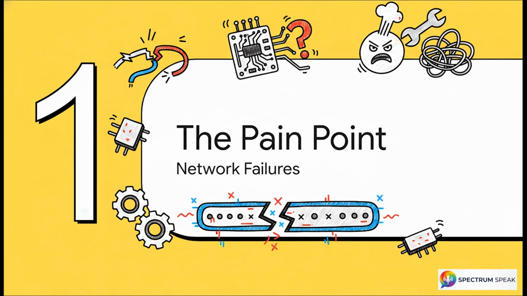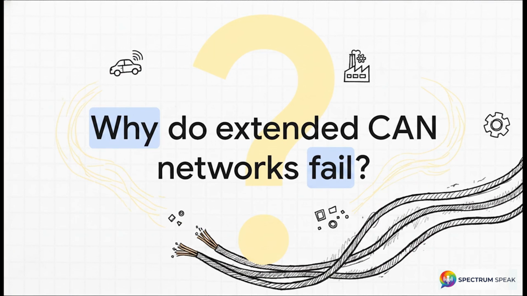Section 1, the pain point, extended network failures. Let's talk about that totally relatable frustration we've all faced when the hardware just flat out refuses to cooperate. Picture this. You've spent weeks writing flawlessly optimized C++ code for your CAN controllers. Everything runs perfectly on your test bench. But the very second you deploy this system into a real vehicle or, say, an industrial plant with a 50-meter cable run, the network suddenly starts dropping packets. It just fails entirely.